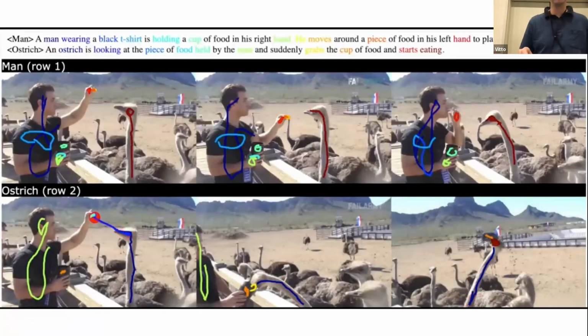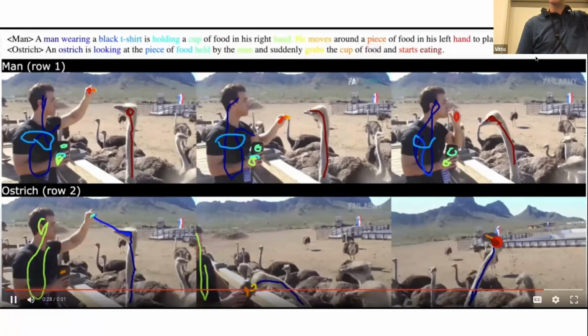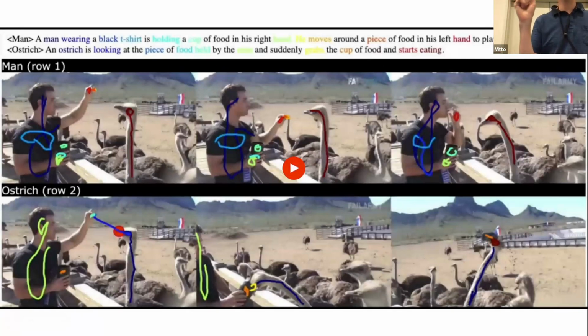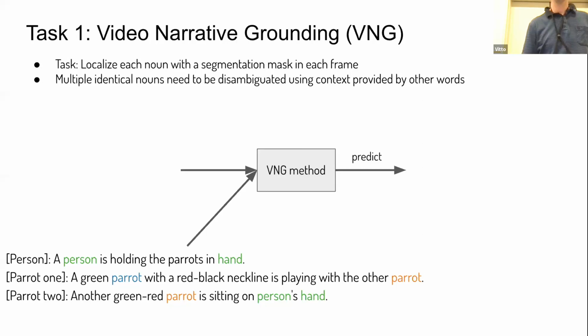Is moving the mouse pointer. The ostrich is looking at the piece of food held by the man. And suddenly, no, this is the man, sorry. Suddenly grabs the cup of food. Okay, this is much better with actual sound. And starts eating. So here I cut off the breaks, the annotators do it even slower, which allows us to localize objects really well because they take their time to do these very clean traces.